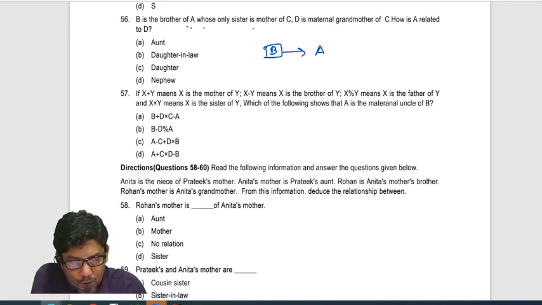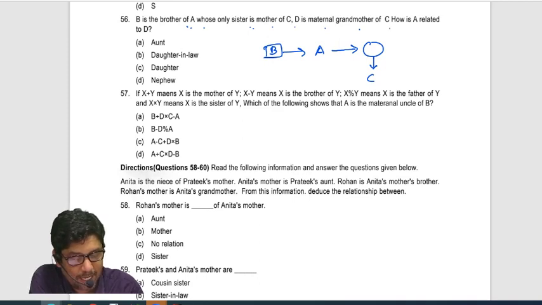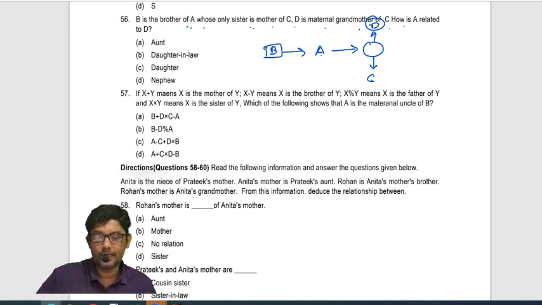A, whose only sister is mother of C. So A has got one sister. She is mother of C. D is maternal grandmother of C. D is what? Maternal grandmother of C. So D is nothing but C's mother's mother. How is A related to D? How is A related to D?